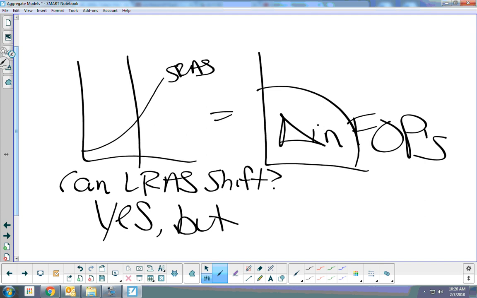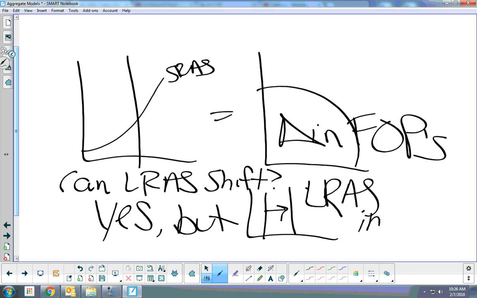99.99999% of the time. Will LRAS shift? Yes. We won't ever draw it, but we will write about it. We will say, in the long run, aggregate supply will increase. We won't draw it. But we will write in words on an FRQ, long run aggregate supply increases because more factors of production.